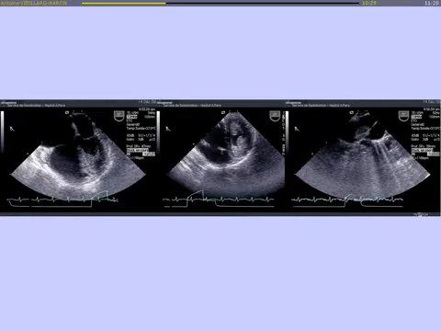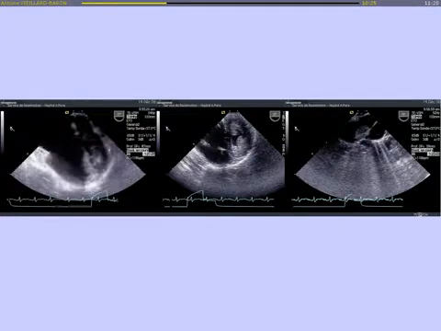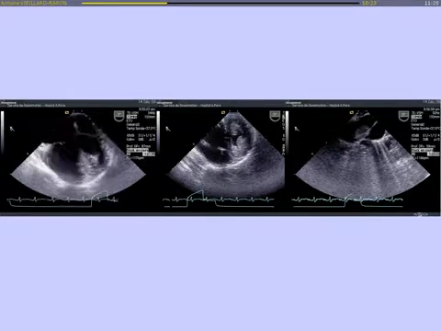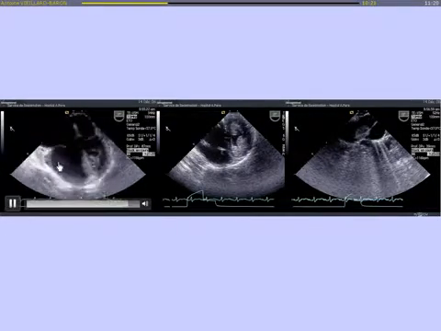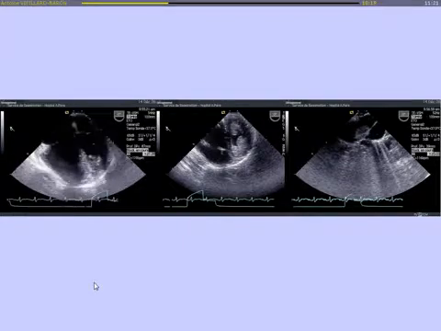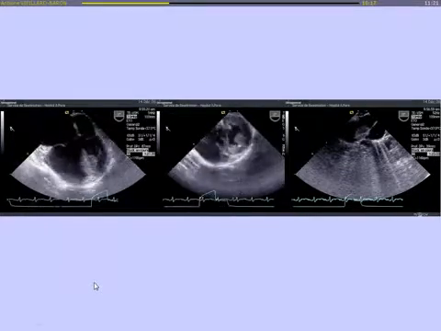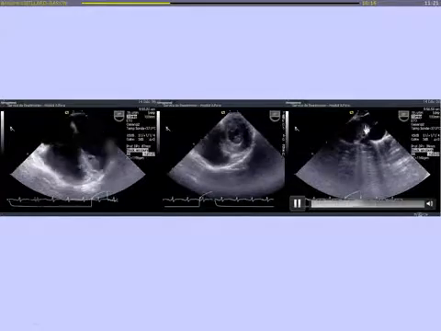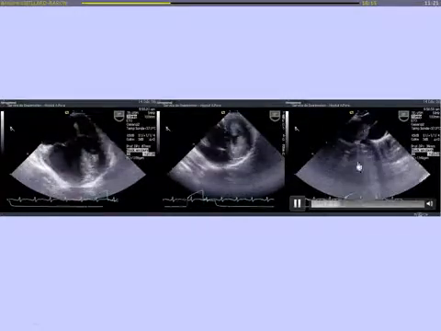Look at this patient who was under mechanical ventilation. You can see the huge increase in RV size. Here, look at how big the right ventricle is, with a paradoxical septal motion, and at the same time, using the TEE, you can see the thrombus, the clot in the right pulmonary artery.